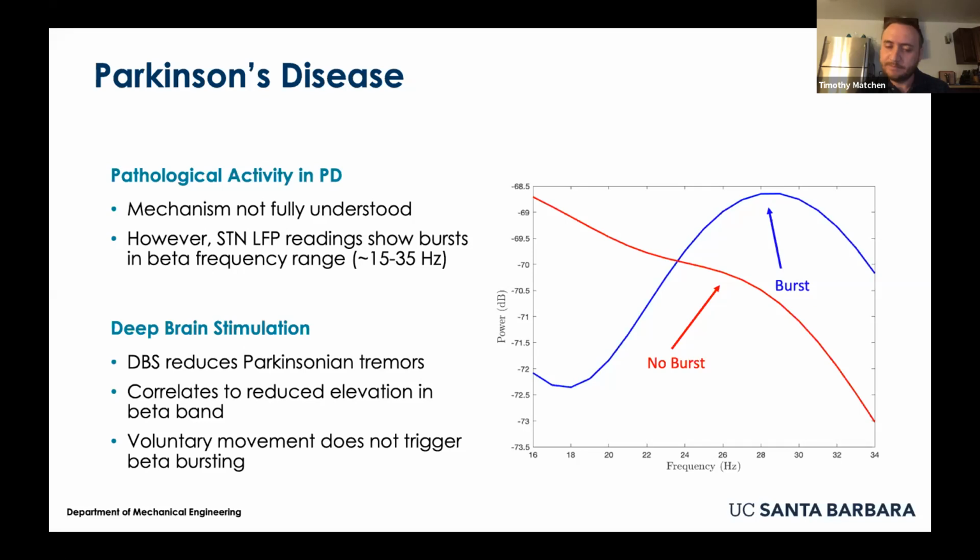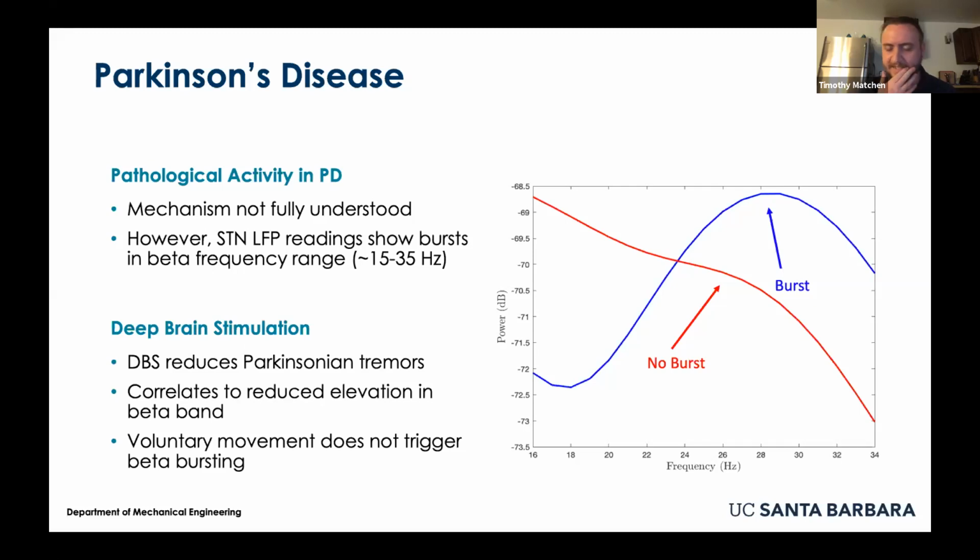However, there's some correlational evidence that suggests that one cause of this deep brain stimulation is reduction of this bursting behavior in the beta band. So the way that we usually look at this is we look at the power spectral density from the resulting LFP reading. So we look at the frequency response of this local field potential. And what we're looking for is to see if we can decrease the elevation in that, if we can get rid of the spike in the beta band behavior.